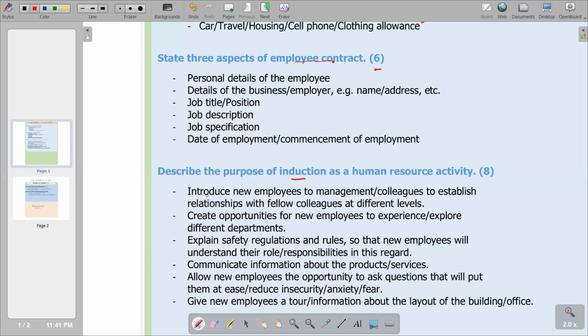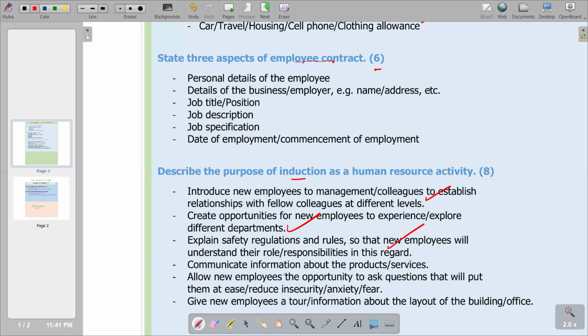So the first one is saying the purpose is to introduce new employees to management or colleagues to establish relationships with fellow colleagues at different levels. And then our next purpose is to create opportunities for new employees to experience or explore different departments. Remember, when we are having a new employee, that's when we make that employee undergo the induction process. So we are trying to familiarize the new employee with our workplace. We have listed the first one and the second one, and the third one is saying explain safety regulations and rules so that new employees will understand their role or responsibility in this regard.